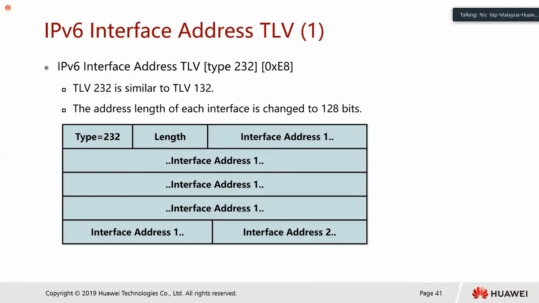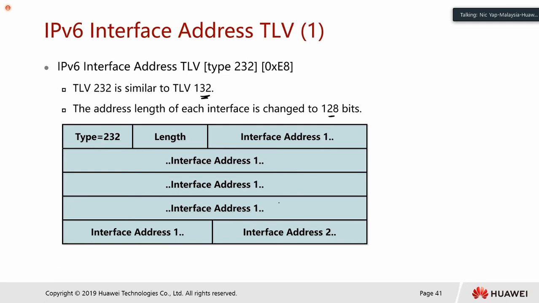And another one is the IPv6 interface address TLV. That is just similar to TLV 132, which is for IPv4. The TLV 232 is the same, except that they extend the length from 32-bit up to 128-bit. So this is what they're going to be sending with the interface.